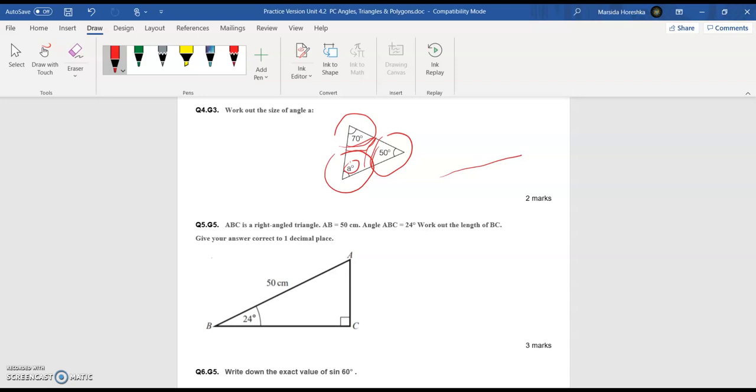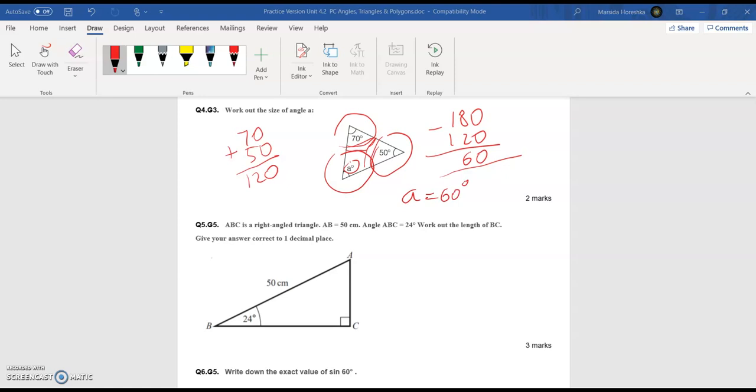So we have 70 already and 50, which add up to 120. So A is worked out by taking away 120 from 180. So that leaves us with 60. So A is equal to 60 degrees.